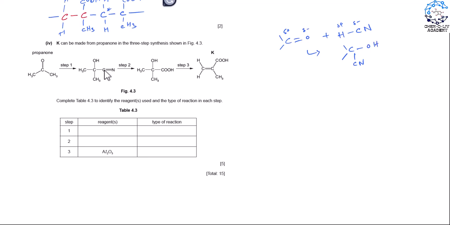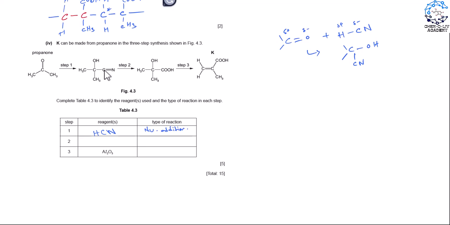So here in the first step, the reagent is HCN. You may write KCN also. Then you have to write H plus. If you're writing KCN, then you have to write H plus. Then what is the type of reaction? It's a nucleophilic addition reaction, right? Addition to the carbonyl carbon.